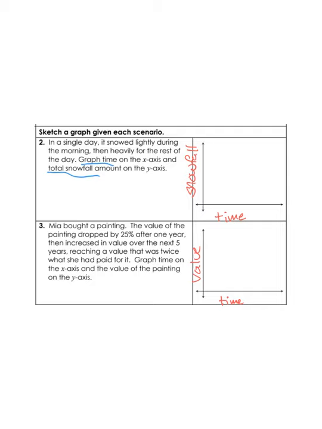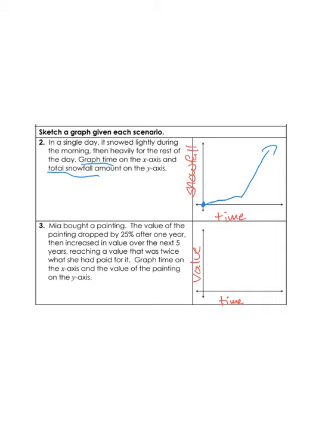So it looks like we're starting off the day, again, remember, back here at 0, and it's going steady for the morning. So we're just going to come up here very steadily to about halfway through the day, and then in the afternoon, it goes heavily the rest of the day. We want to make sure that there's a pretty distinct jump in our graph for the second part. So that would look something like that.